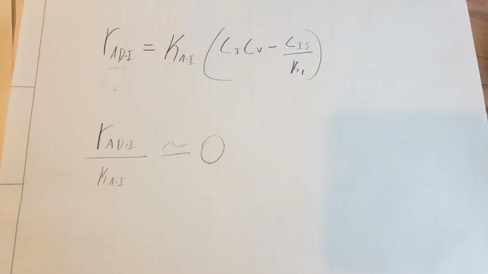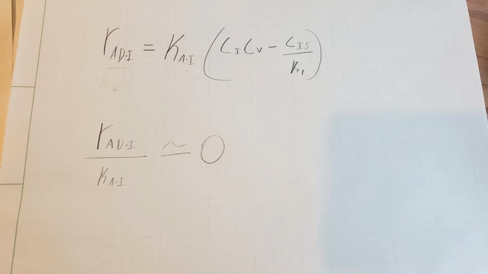Next up, we'll be looking at the rate of adsorption and some relations that we are given by the fact that it is the surface reaction that is rate limiting. We take a look at our first equation that's listed on this slide here, r_AD.I equals k_A.I, parenthesis, C_I C_V minus C_I.S over K_I. From page 734 in our book, heading 5, since we know that the surface reaction is rate limiting, we know that r_AD over k_A is approximately equal to 0, as shown there.